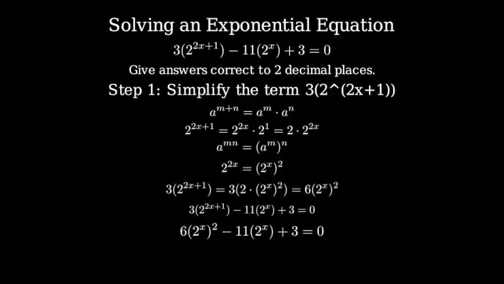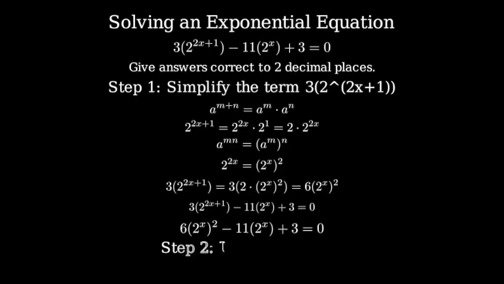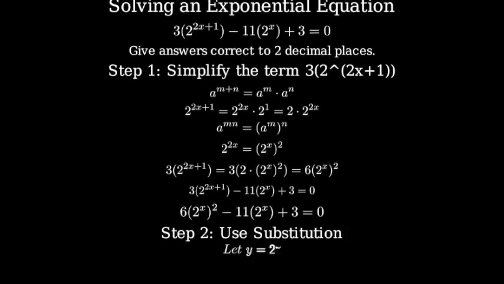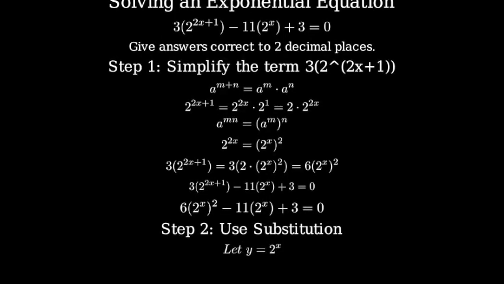Step 2. This equation looks like a quadratic equation. To make it clearer, let's use a substitution. Let y equal 2 to the power of x. Substituting y into our simplified equation, we get 6y squared minus 11y plus 3 equals 0. This is a standard quadratic equation in terms of y.